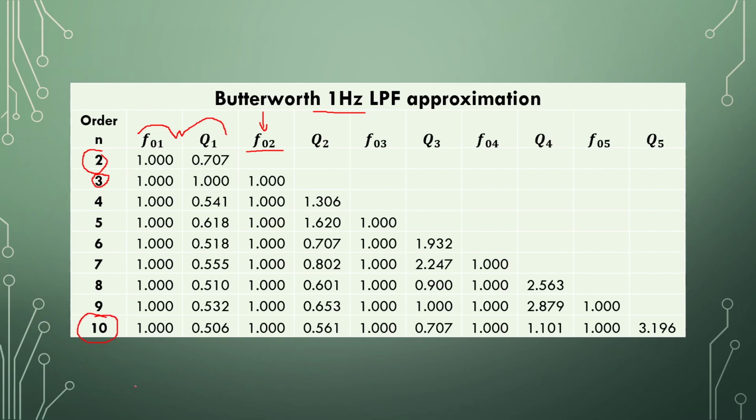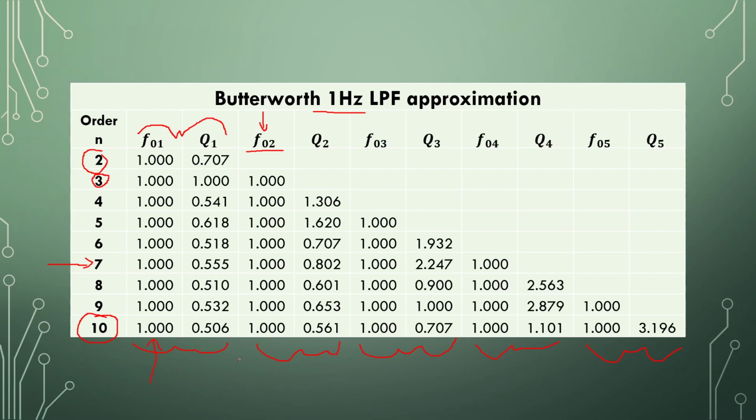Okay, 10th order filter. There are 10 values here, 5 frequencies and 5 Q factors. So it's 5 KRC sections like that. Okay, the 7th order that I used in the simulation is that one. So it had 3 KRC sections and 1 first order section.